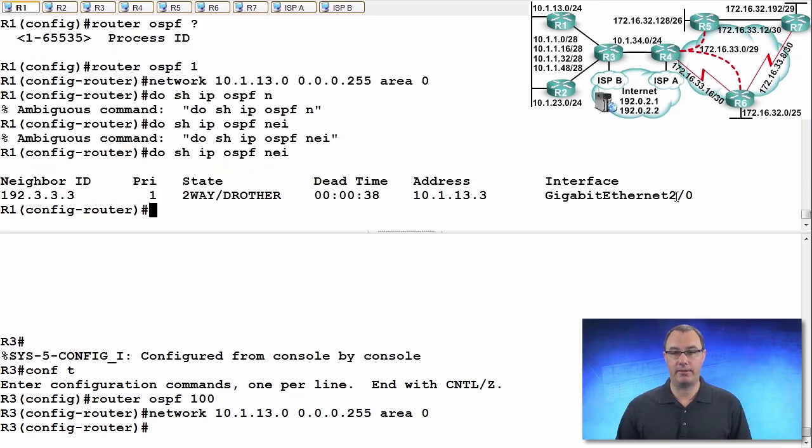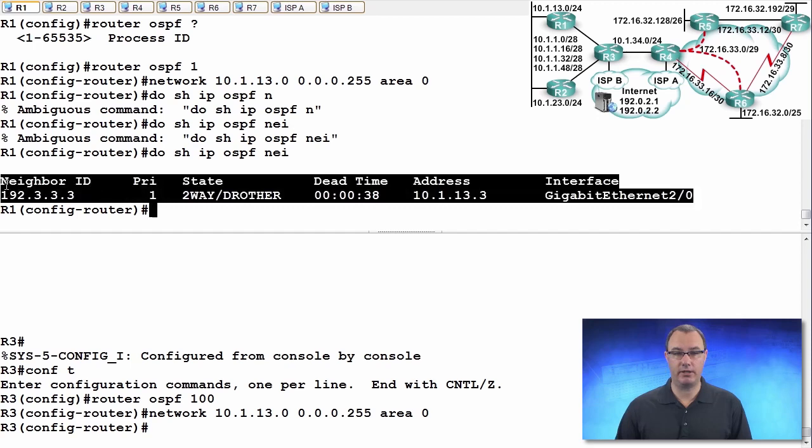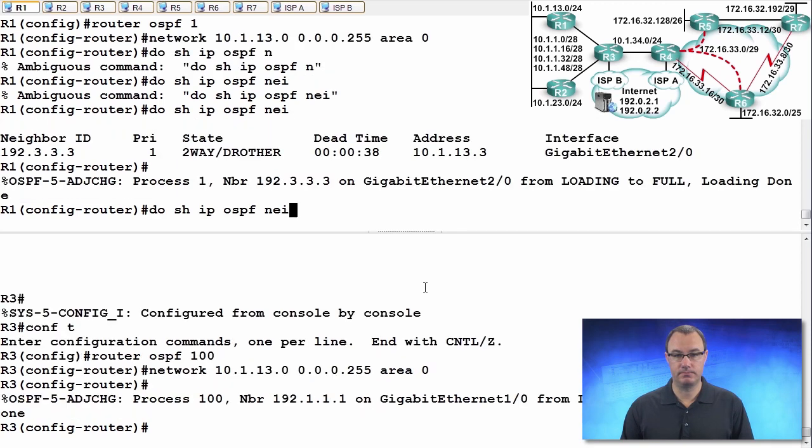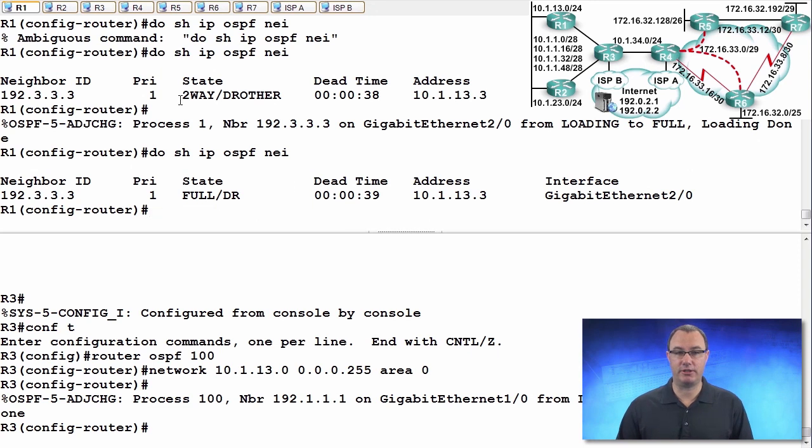we can see that right now we are in the two-way state. Give it a little bit more time to complete the convergence process. And there we go. We have a full adjacency at this point. That was actually really interesting. I wasn't expecting to catch it in the two-way state, but we are now at the full state.